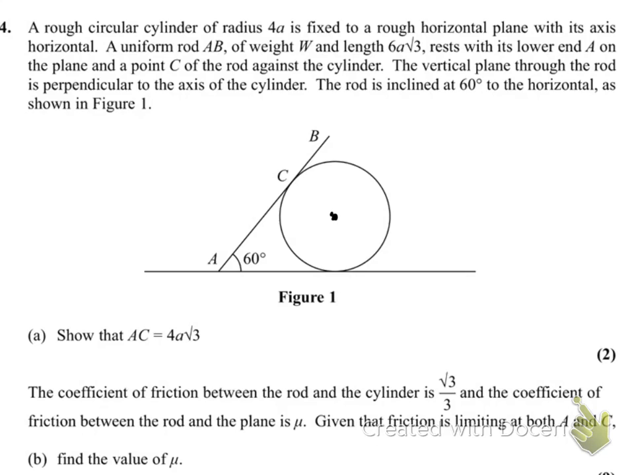Okay, question 4. You're looking at the cylinder, and we're looking at part A. We have to show that AC is 4a root 3. Look at the radii of that cylinder, and you will see that the radii each are of length 4a.